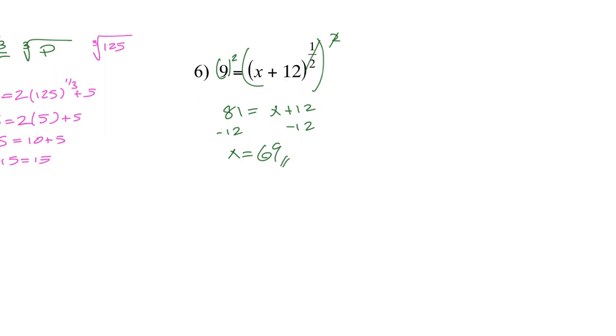Okay, let's check that. So 9 equals 6 plus 12 to the 1/2. So 9 equals 81, right? That's the square root of 81, so equals 9.